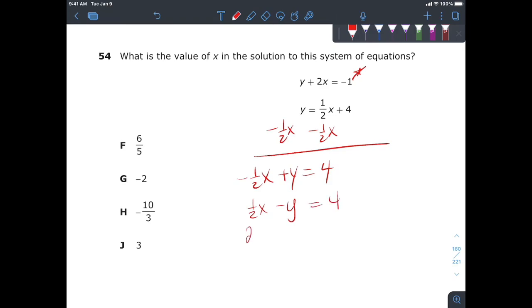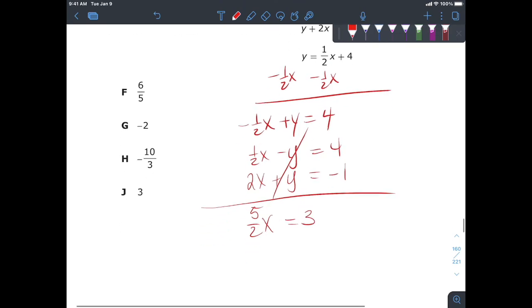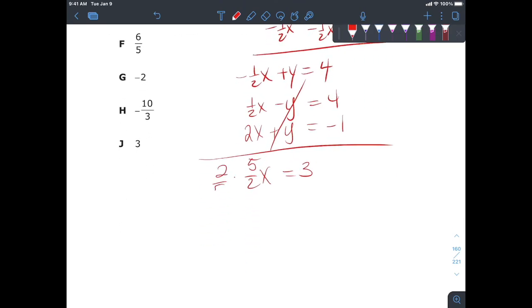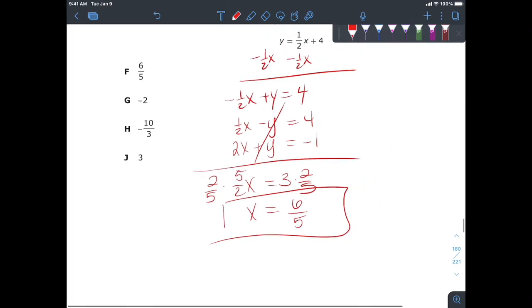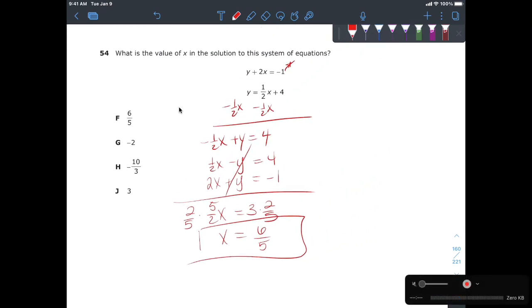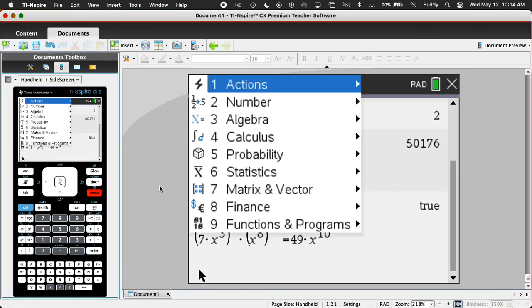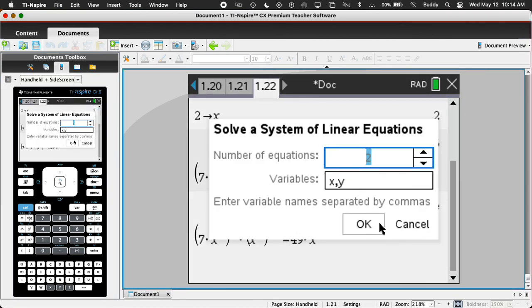And then I will copy down that first equation. And let's add them together. 5/2 x equals 3. I'll go ahead and multiply by my reciprocal. And I end up with an answer of x equals 6/5. Pretty good. But let's go ahead and verify that using a LinSolve.